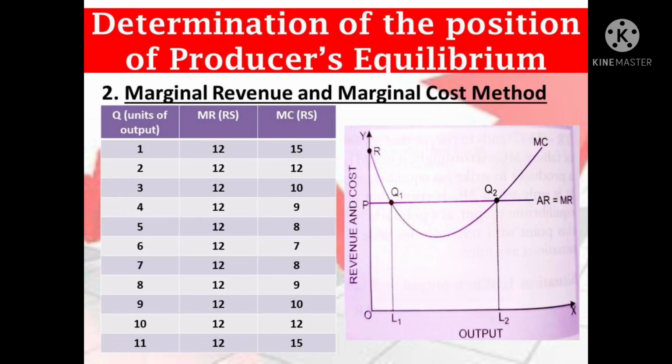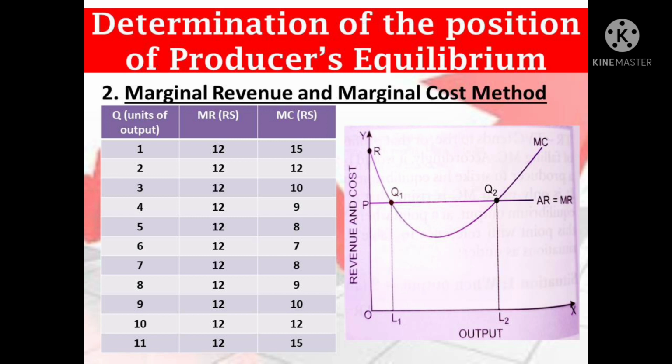Point number 2 is the marginal revenue and marginal cost method. According to this method, a producer strikes his equilibrium when 2 conditions are satisfied, that is, MC equal to MR, and MC is rising at the equilibrium output level. You see here in this table, output, MR and MC have been given. In this table, MR equals MC in 2 situations: when 2 units of output are produced and when 10 units of output are produced.